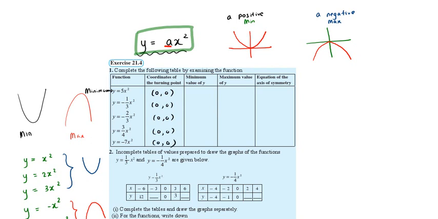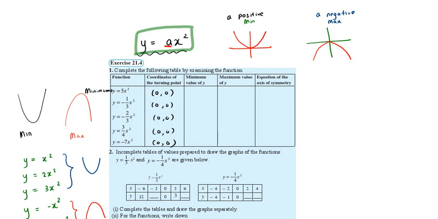Okay, then the next one, minimum value of y, and there is another thing called maximum value of y and equation of axis of symmetry. Now you have to understand, children, if the graph is a minimum, then you have a minimum y value. But if your graph is a maximum, you only have a maximum y value. Therefore, when you take a single graph, you can't fill both of them, because you don't have a minimum and a maximum both in one graph. So one of these is going to be a blank.